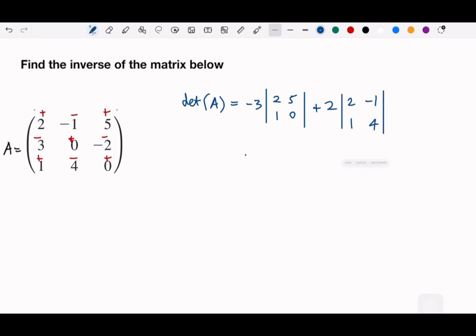This will be -3 multiplied by 0 minus 5, which is -5. And then +2 times 8 minus -1, right? 9. So 15 plus 18. Is that correct? Let me know if there's any mistake. I haven't calculated yet, so I'm just doing it now. If you see any mistake, let me know. Right?